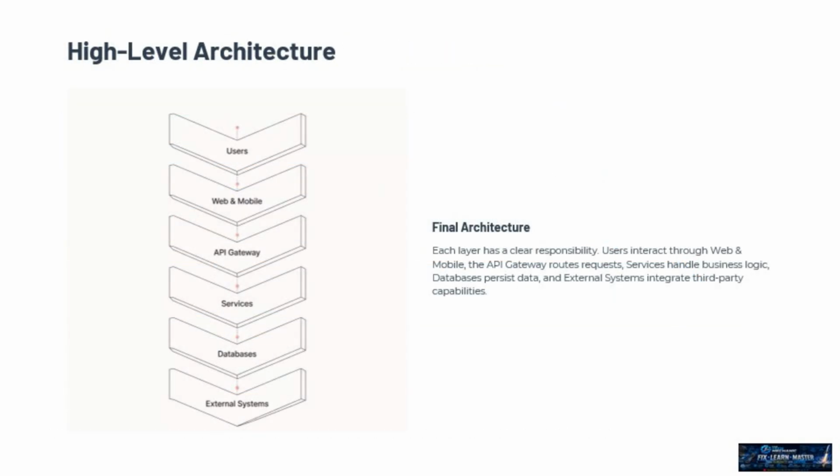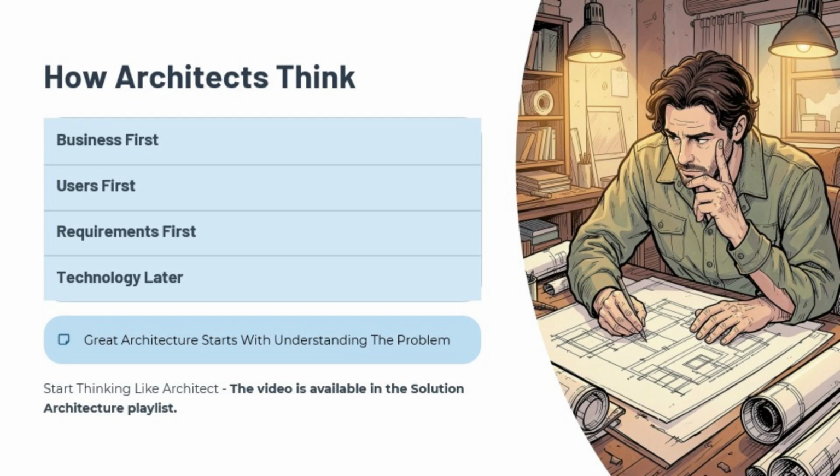Let's examine the final high-level architecture. Users access the platform through web and mobile applications. Requests are routed through an API gateway, which acts as the entry point into the system. The gateway forwards requests to the appropriate services such as user service, product service, order service, and payment service. Each service performs its business logic and interacts with the required databases. External systems such as payment providers and shipping partners are integrated where needed. This layered approach creates a system that is secure, scalable, maintainable, and easier to understand. Every component exists because of a business requirement we identified earlier.